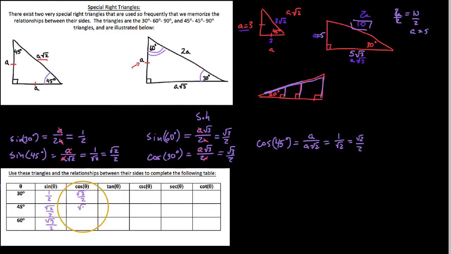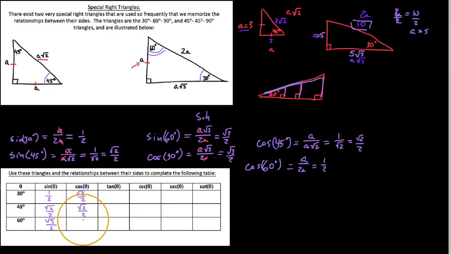So we have root 2 over 2 is the cosine of 45. And if you wanted to guess what you think we're going to get here, I might guess that I'm going to get a half. But if we do the cosine of 60 degrees, going up and looking at our 60, we say adjacent to our 60 is a, over the hypotenuse length is 2a, a over 2a. There's our half.